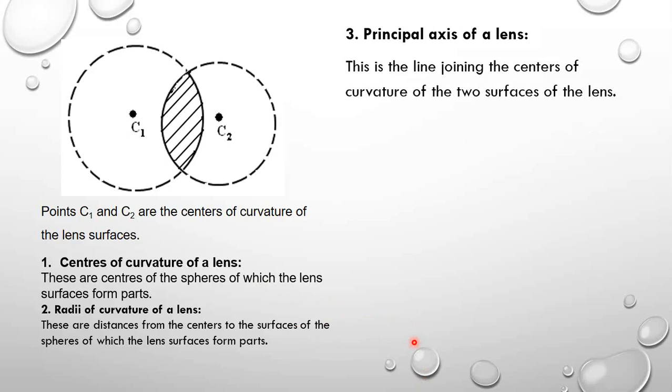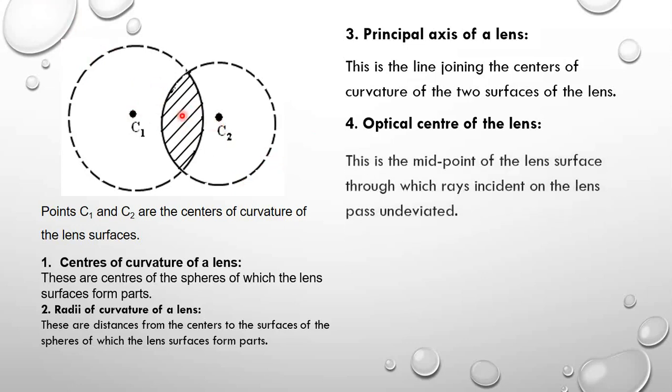Let us also define the optical center of the lens. The optical center of the lens is simply the midpoint of the lens surfaces, through which the incident rays pass undeviated.